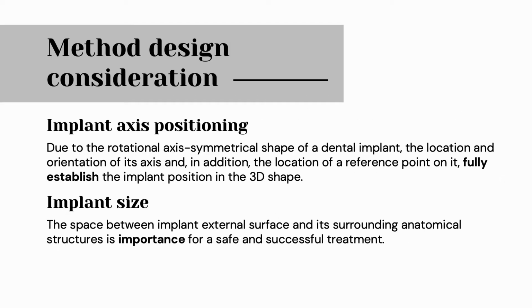There are two design considerations for this study. Implant axis positioning. Due to the rotational axis symmetrical shape of a dental implant, the location and orientation of its axis, and in addition, the location of a reference point on it, fully establish the implant position in 3D space. The next, implant size. The space between the implant external surface and its surrounding anatomical structure is important for a safe and successful treatment.